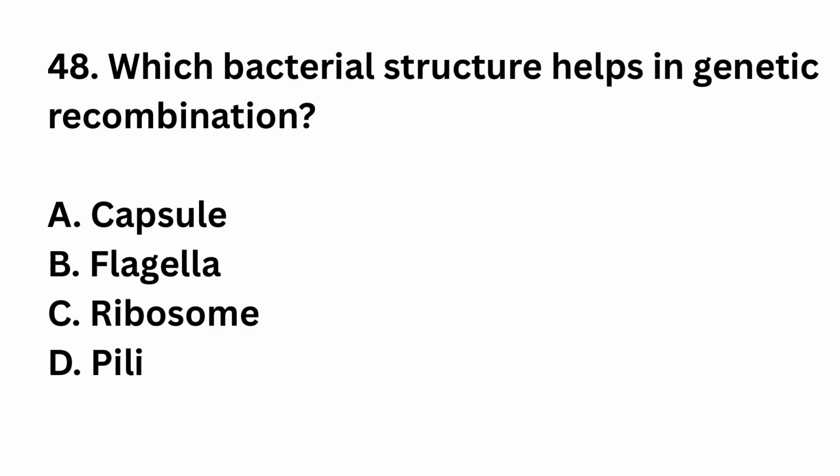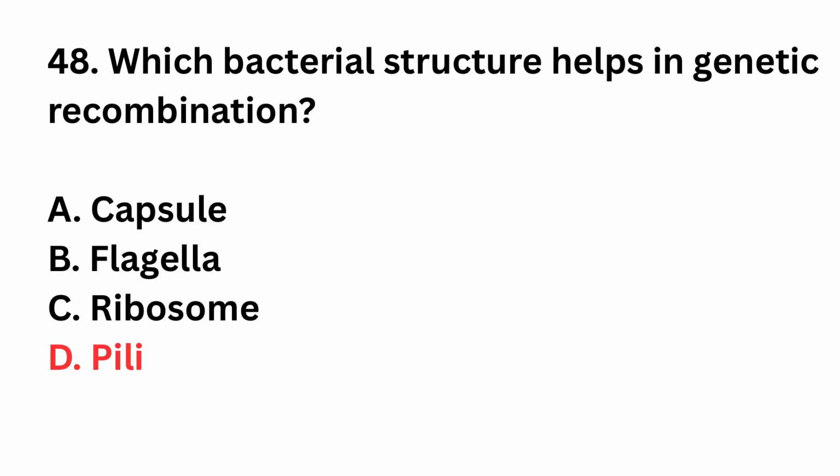Question number 48. Which bacterial structure helps in genetic recombination? Capsule, flagella, ribosome, pili. The right answer is option D, pili. Pili facilitate conjugation and gene transfer.